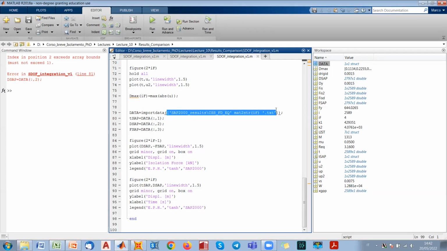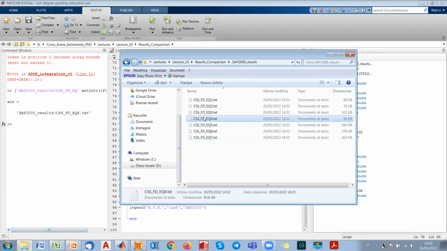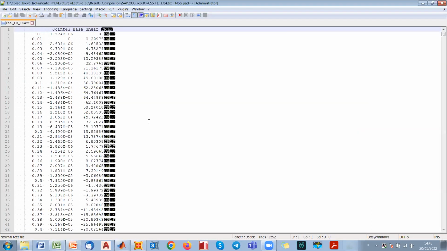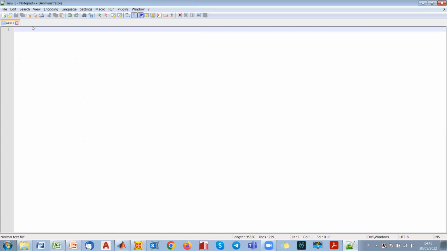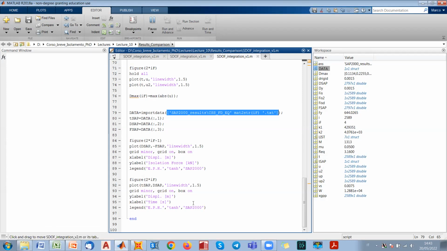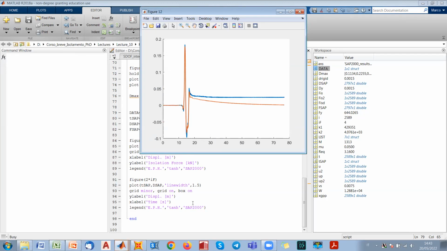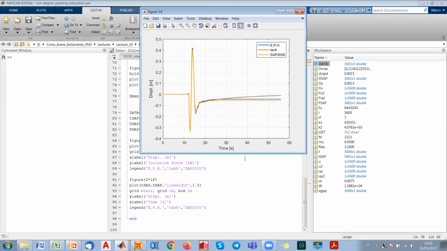So the file is this one. Okay, so maybe it is in the fourth. Okay, yeah, there is just a single header line. So now it should work. It takes a bit of time, but actually it has to consider all the earthquakes.